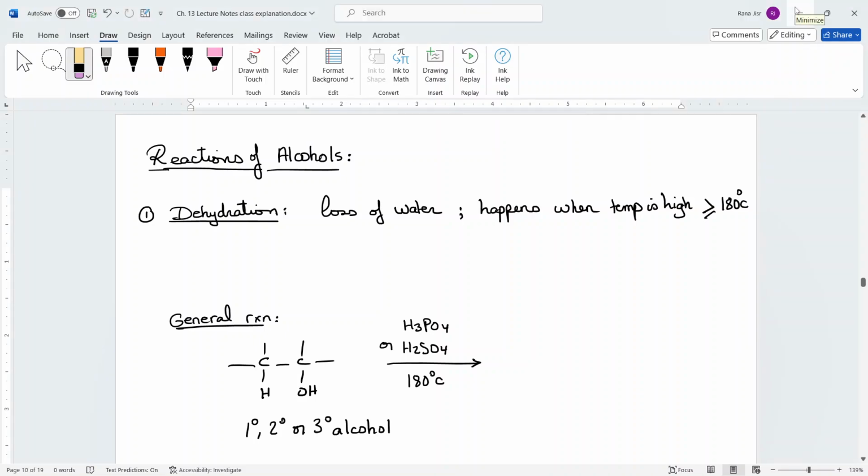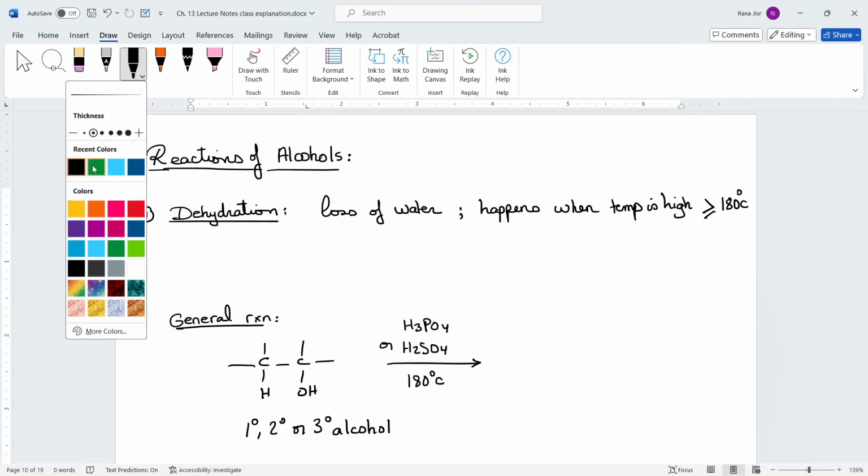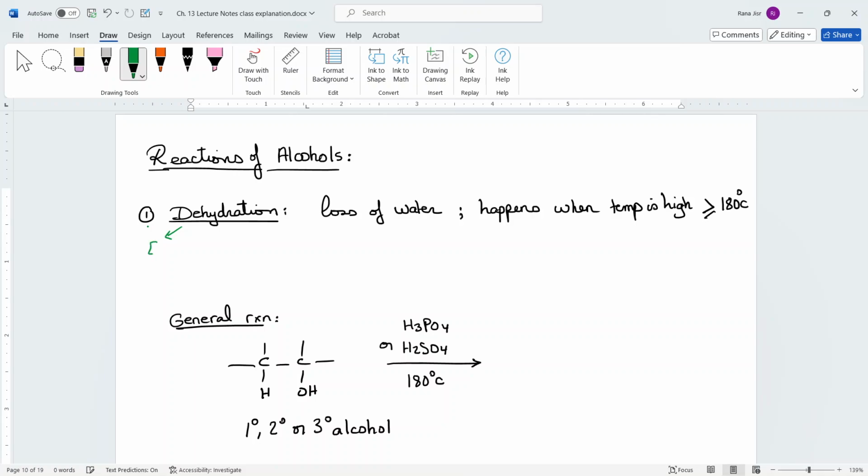There are several reactions of alcohols that we will consider in this chapter. The first one is the dehydration. Dehydration, as the name says, is the loss of water. And whenever you are losing water, you are going to create an alkene as a product. Always, whenever your product in an organic reaction is an alkene, the reaction is called an elimination reaction.